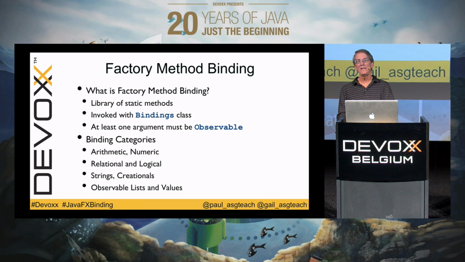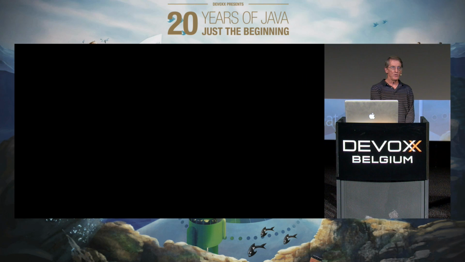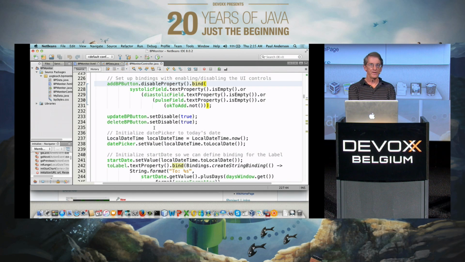And then some really neat factory method bindings called creationals, that I'll be showing you in a minute, that allow you to create bindings on the fly. And then also factory method bindings that work with observable lists and values. Okay, let's go back into the demo and show you some factory method binding techniques.